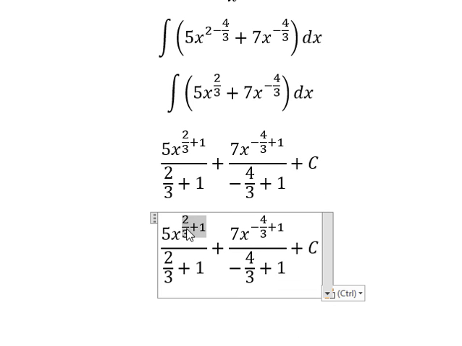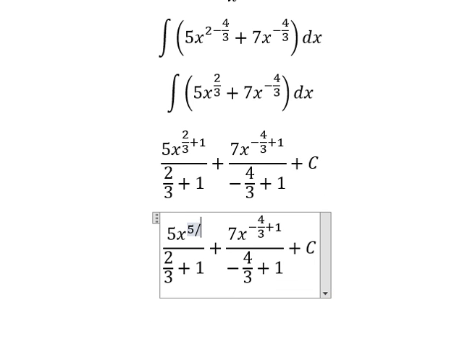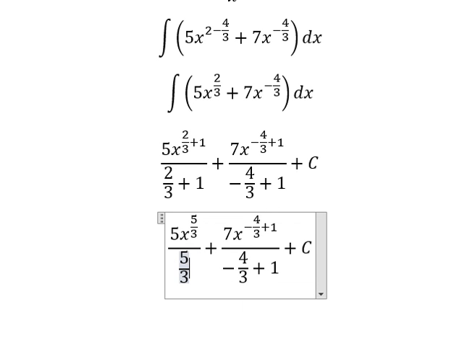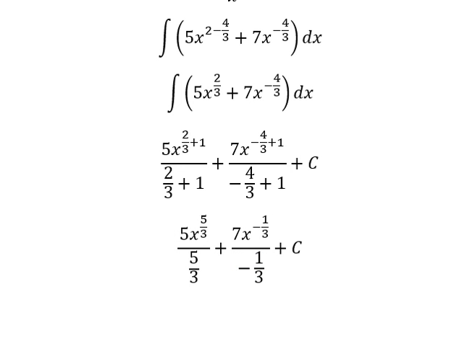So this one we have 5 over 3. This one we have 5 over 3. This one we have negative 1 over 3. This one we have negative 1 over 3.